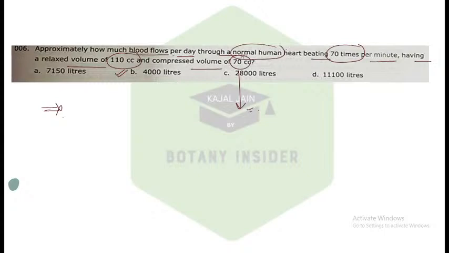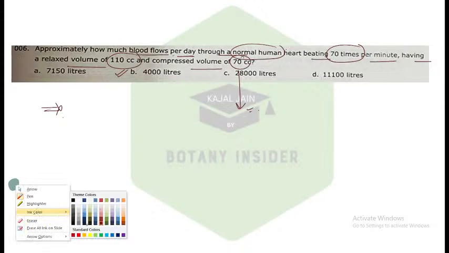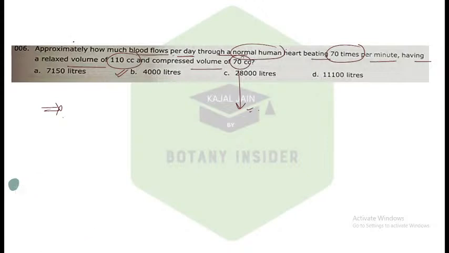Okay, let's give it a try now. The question is saying approximately how much. The question itself is asking you for the approximate value. They do not want you to do the accurate or exact calculation. Approximately how much blood flows per day through the human heart beating 70 times per minute, right? You need to find out for the complete day. It is telling you 70 times per minute, having a relaxed volume of 110 and a compressed volume of 70.